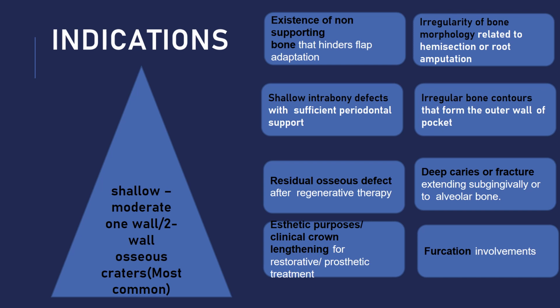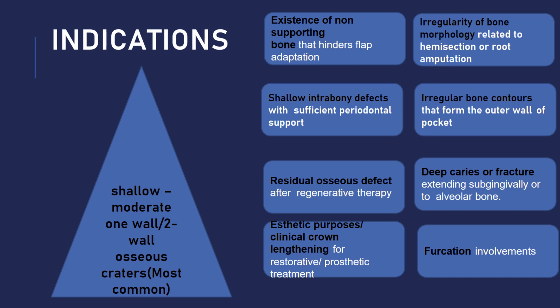Aesthetic purposes or clinical crown lengthening. For crown lengthening, we need to expose some amount of tooth structure for restorative or prosthetic treatment. Then osseous reshaping will be done to expose more of the tooth. Then furcation involvements, for making periodontal maintenance possible, in case of tunneling. In all these procedures we will be removing bone. So these are the indications for osseous resective surgery.